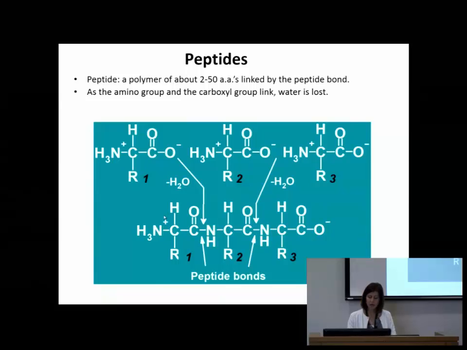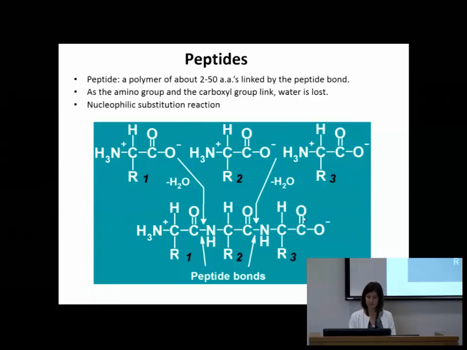You have an N terminus and a C terminus. N terminus is where you have your nitrogen, your amine group free, and the C terminus is where you have the acid free. So you have your N terminus, alpha carbon, carbonyl, nitrogen. So this is your peptide bond. Alpha carbon, carbonyl, nitrogen. That's your peptide bond. Alpha carbon, and then here's your C terminus.